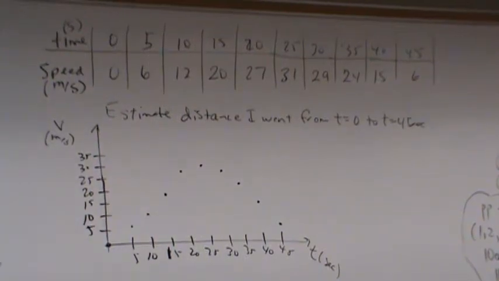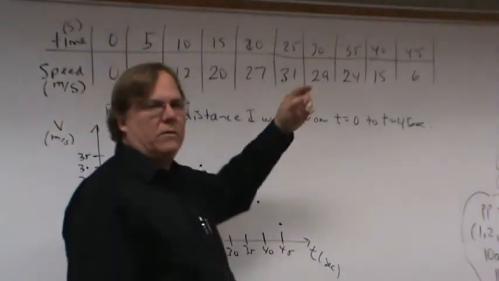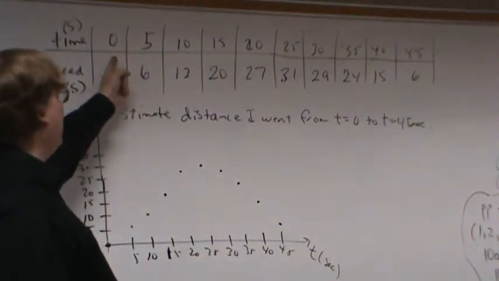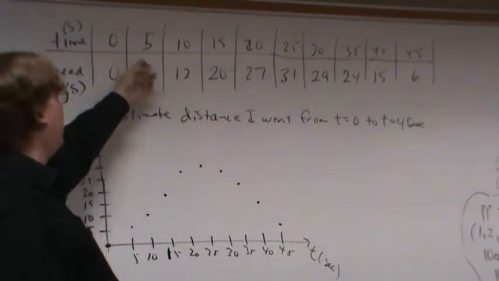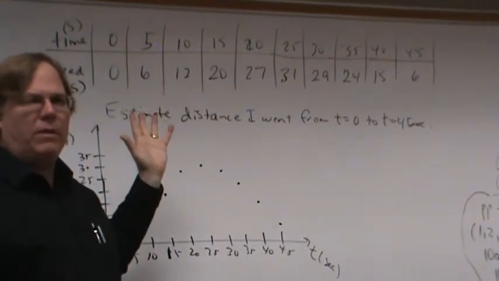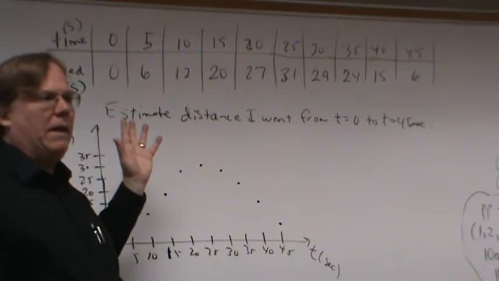Tell me, should I connect these dots with a solid line? We would like to connect the dots, but why am I not allowed to connect the dots? Because it's a scatter plot. Well, it's discrete points. Just because at 0 seconds I'm going 0 and at 5 seconds I'm going 6, you have no idea what I was going between 0 and 5. No idea in the universe.